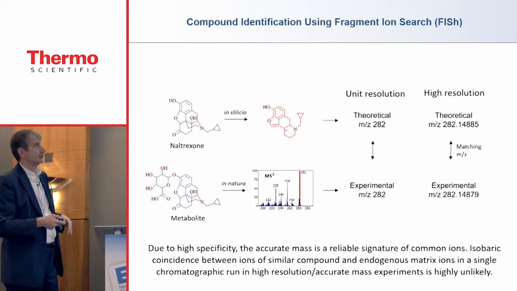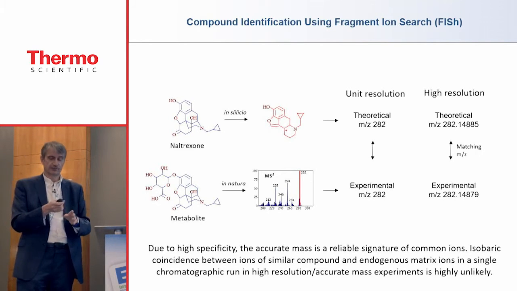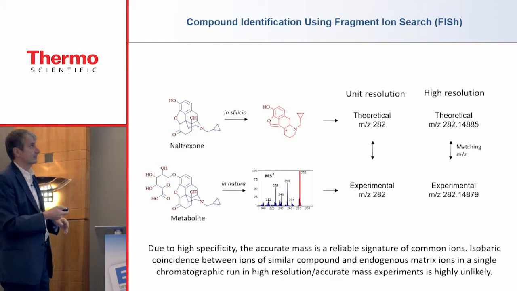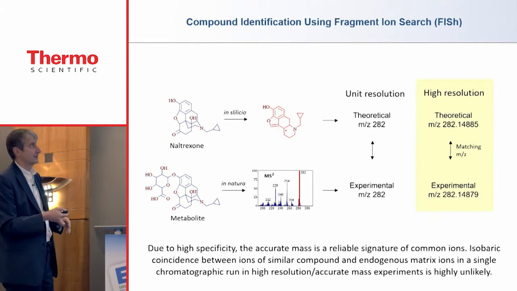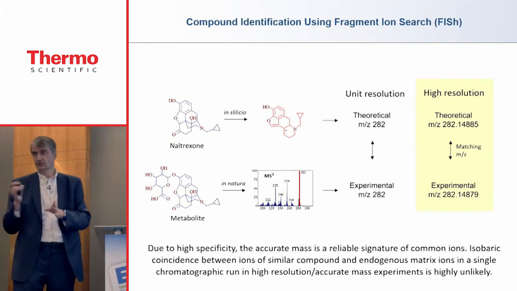And then we can compare it either in unit resolution, but it wouldn't work very well because of the isobaric coincidence. What we really need is high resolution. So if we identify this peak 282 in our chromatograms, we can be sure it somehow is associated with the metabolite.